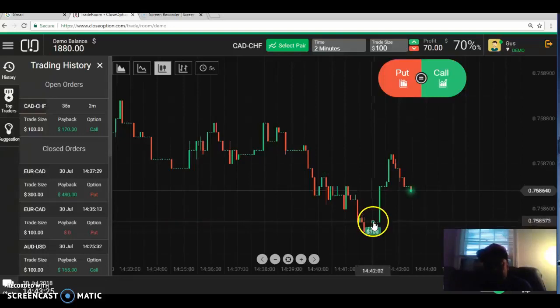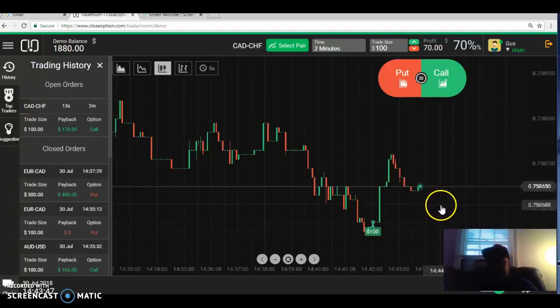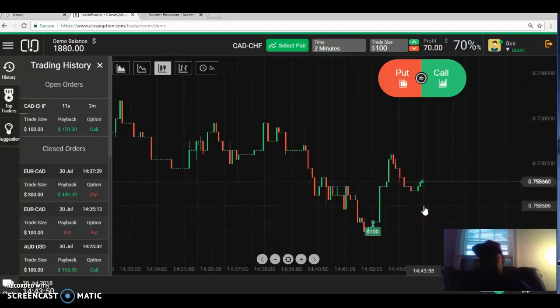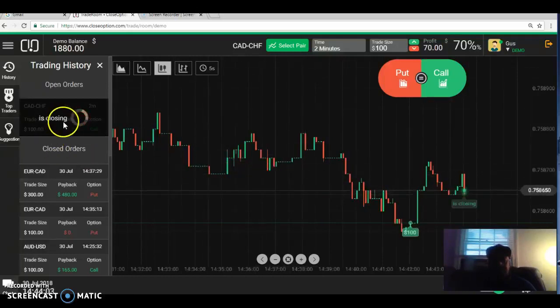And so yeah, we executed a call option right at this level, the 0.758 level. And as soon as I hit the call, it popped right up, as you can see from these bullish green candles. The red candles are bearish candles. The green candles are bullish candles. And we won that trade.